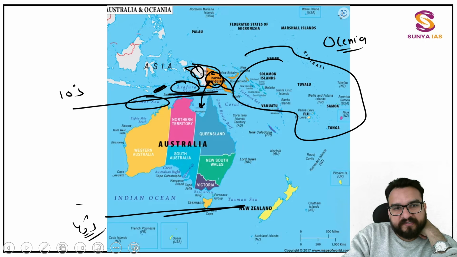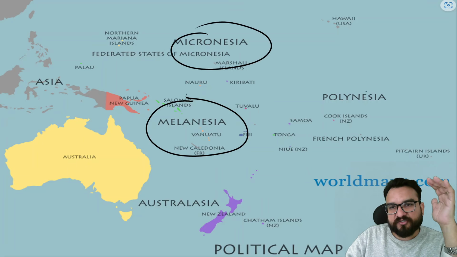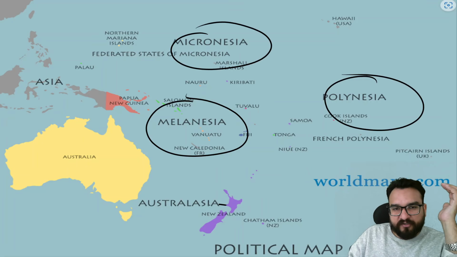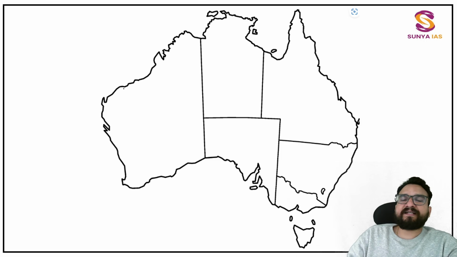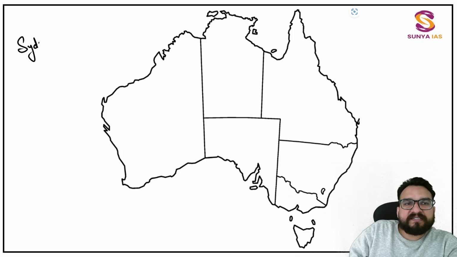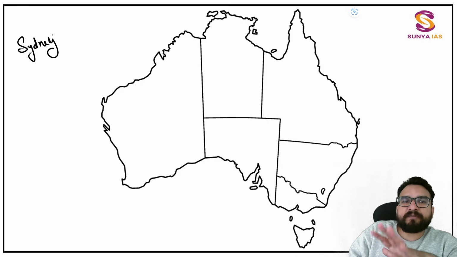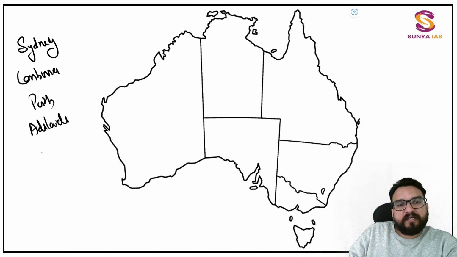Our focus will be on Melanesia, Micronesia and Polynesia also, but later on. And here you will find New Zealand, southeast of Australia. First of all, understand that Australia is divided into provinces. There are certain places like Sydney, which you might think is the capital of Australia, but it is not. Canberra is the capital of Australia. Perth, you must have heard about. Adelaide, you must have heard about. And then you will find more over here, Melbourne.